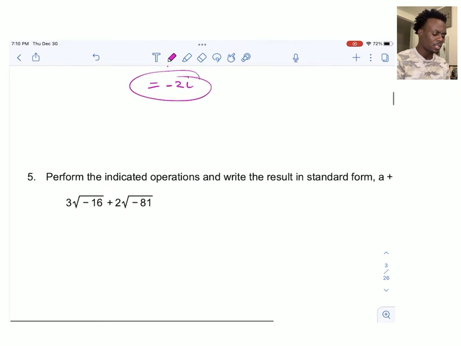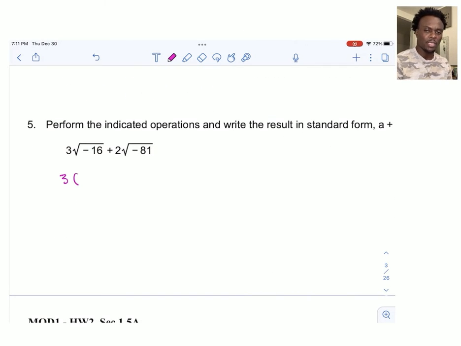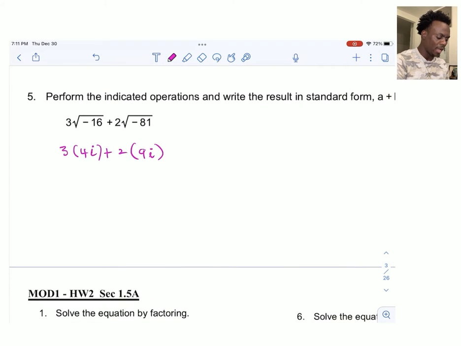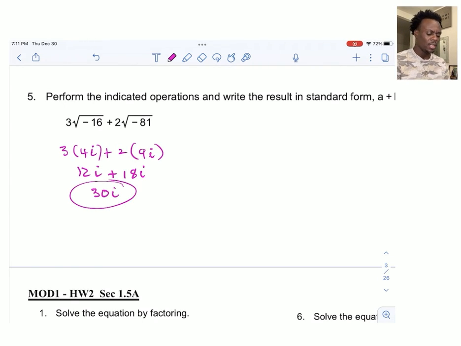Number 5, same thing. So that's 3 times square root of negative 16, which is 4i, plus 2 times square root of negative 81, which is 9i. So we multiply 3 times 4i is 12i, and 2 times 9i is 18i. So 12i plus 18i is 30i. And that's in standard form because it's like you have 0 plus 30i. So a equals 0 and b equals 30.